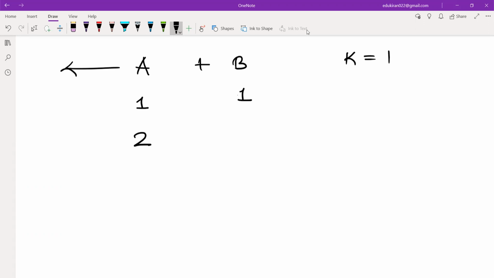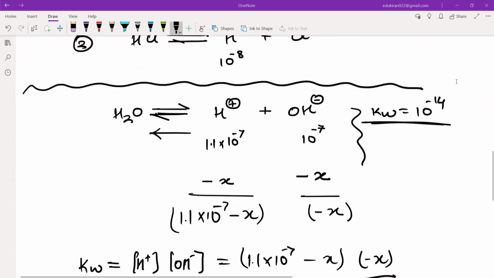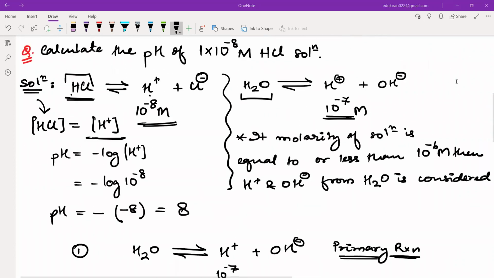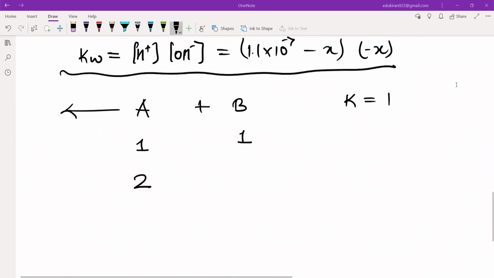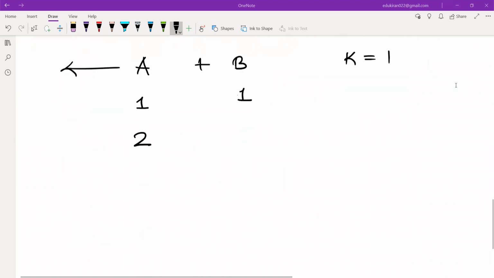So now you tell me, which question are you solving? This question: calculate pH of 10 to the power minus 8 molar HCl solution. Okay.